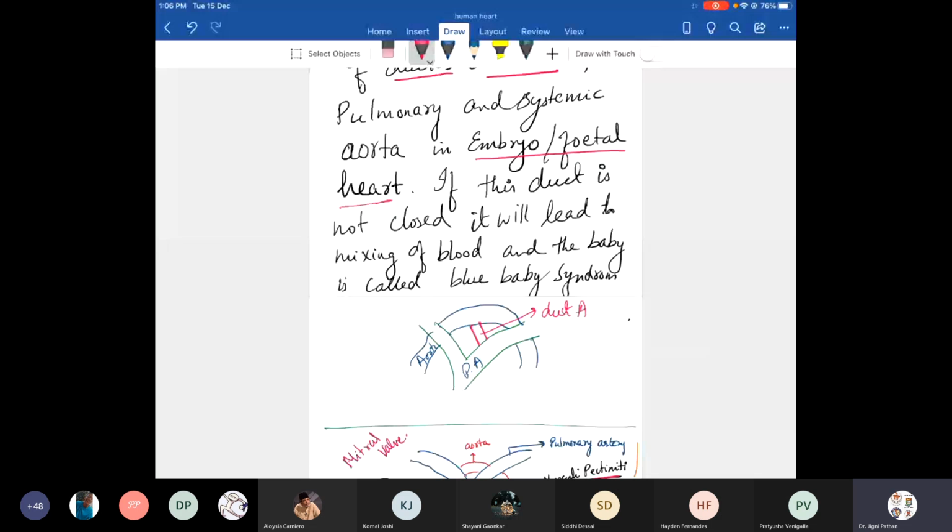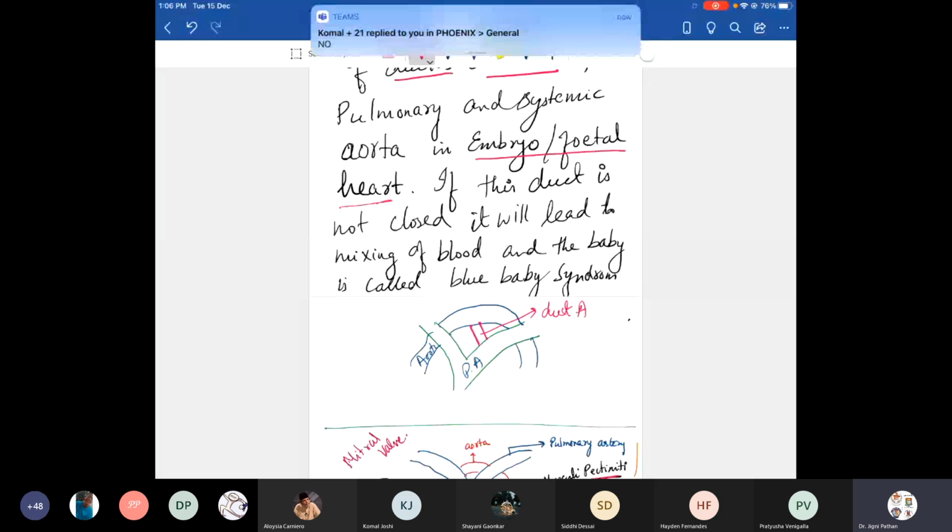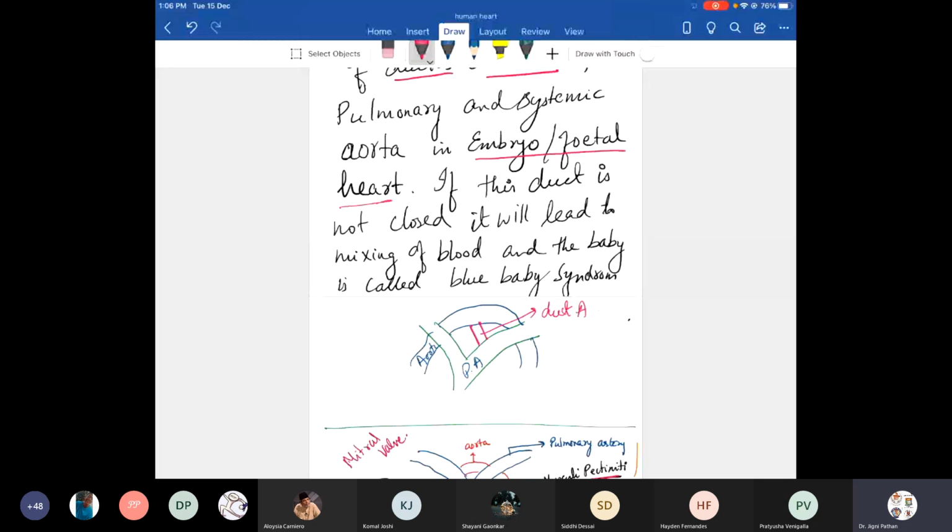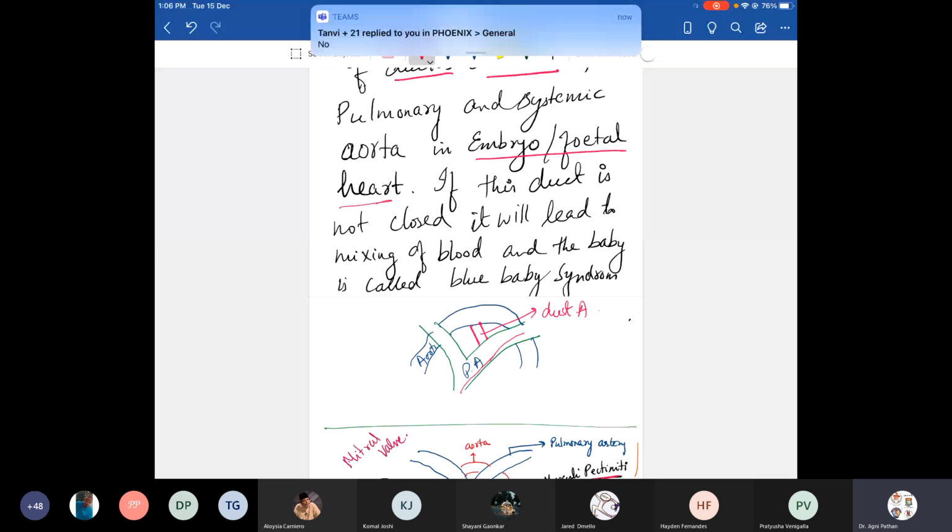Tell me, in the embryo, does the lung function? When the baby is inside the mother's womb, does the lung function? No, it's only a heartbeat, right? Pulmonary artery carries blood to the lungs, but the lungs are not functioning. So in the embryo, blood from the pulmonary artery goes into the aorta through a channel, the ductus arteriosus.